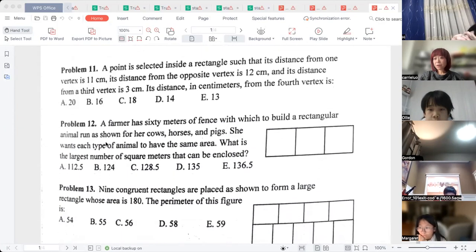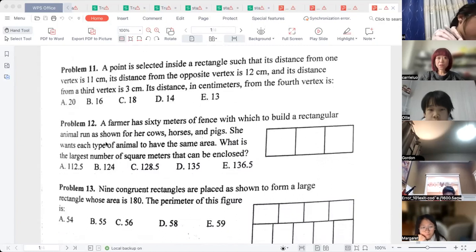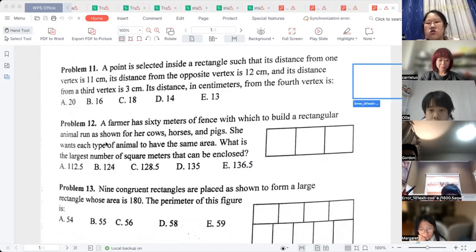Okay, number 11. Let's have Luciana read question number 11 for me. A point is selected inside a rectangle such that its distance from one vertex is 11 cm. Its distance from the opposite vertex is 12 cm. And its distance from the third vertex is 3 cm. Its distance in centimeters from the fourth vertex is?